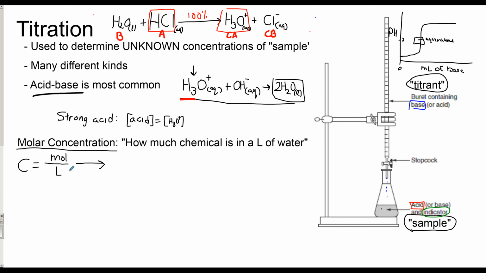The great thing about stoichiometry, and in particular this kind of titration, is that in Science 30 we deal only with strong acids and strong bases, which gives us this sweet little ability here. And we also don't need to worry about grams. All of our stuff is going to be measured in moles. So this is the units that we would use. Moles per liter is concentration.